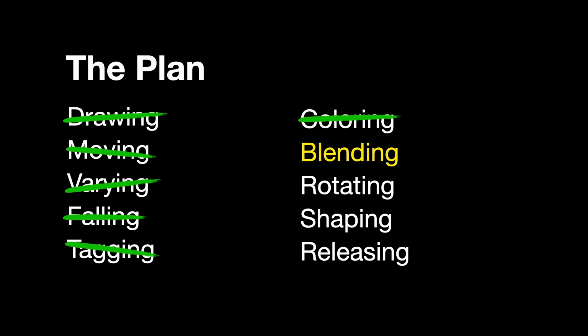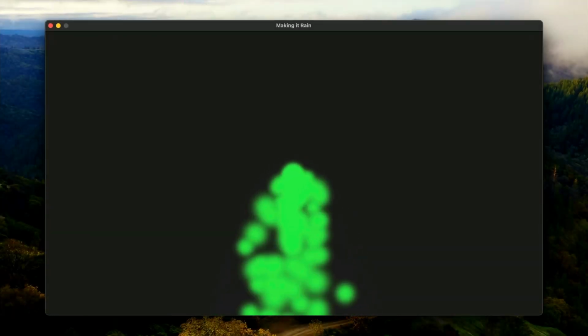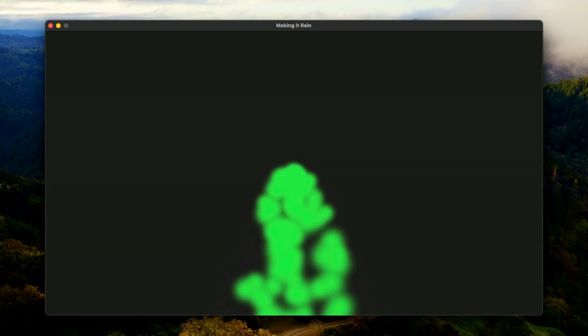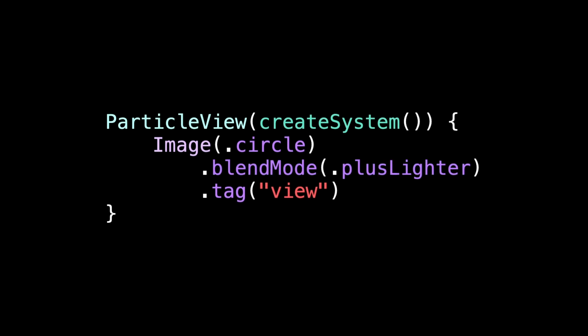Next is blending. This is where SwiftUI has a trick up its sleeve. First, let's make our particles bigger and slower, so the screen has more of them. Here's the current code we're using to create our particle view. We're going to make one small change. We're going to attach a blend mode to our circle. Blend mode lets us customize the way views are drawn.